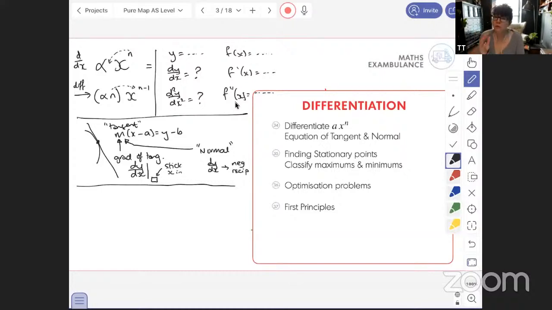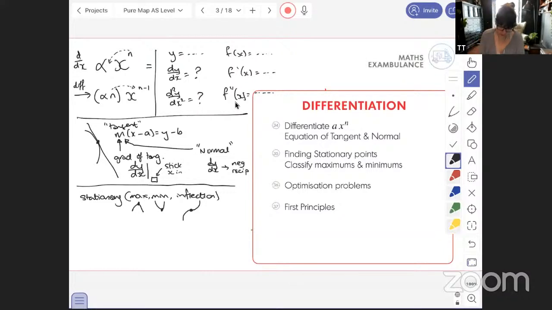There are loads more reasons to differentiate than integrate. You might be finding stationary points. So stationary points, maximums and minimums. Well, I should say max, min, and inflection. There's a type of point called an inflection point that looks like this. And it might be a stationary point or it might not. So some inflection points are stationary, but some inflection points are not stationary. All maximums are stationary, all minimums are stationary, some inflection points are stationary.